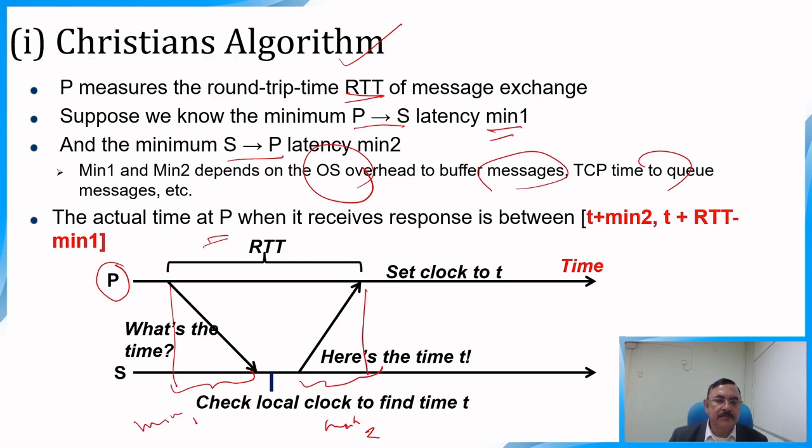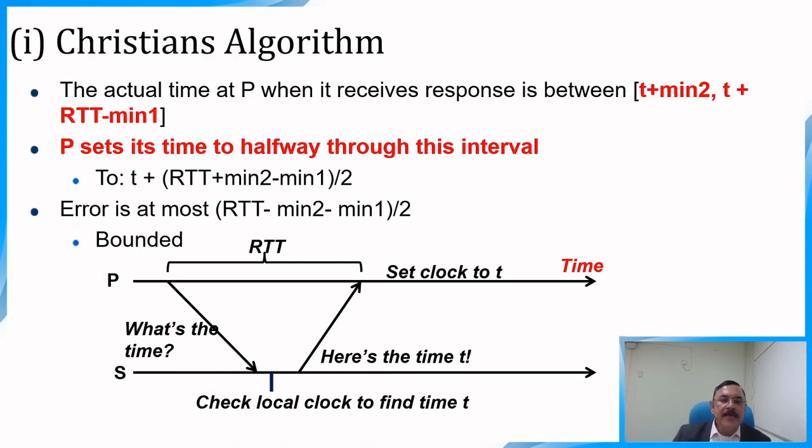So the actual time at P when it receives a response is between T plus min2 to T plus RTT minus min1. So the actual time at P when it receives the response is between T plus min2 and T plus RTT minus min1, that is this one and this one.